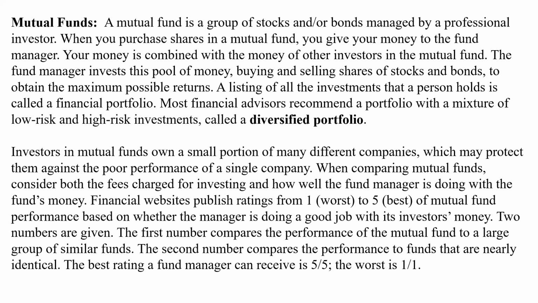Financial websites publish ratings for these fund managers, from 1 being the worst to 5 being the best, of a mutual fund's performance based on whether the manager is doing a good job with its investors' money. Two numbers are usually given. The first number compares the performance of the mutual fund that you're buying into to a large group of similar funds. The second number compares the performance to funds that are nearly identical. Now, the best rating a fund manager can receive is a 5/5, and the worst is a 1/1. And most likely, you're going to be somewhere in between those two numbers. And so you have to figure out what the best one is to do and go with what you're going to have there.